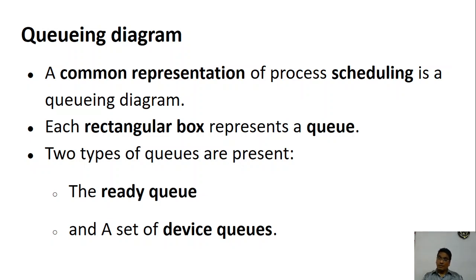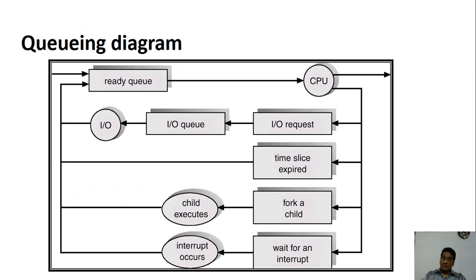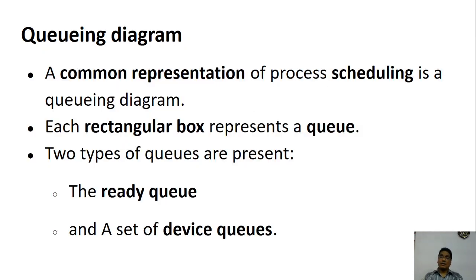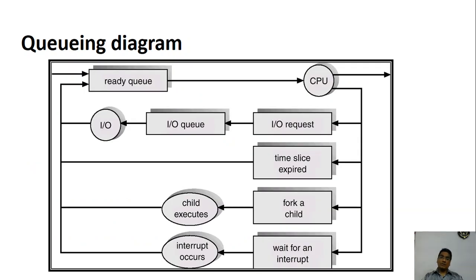Okay, so a common way of representing this queuing or scheduling is using a queuing diagram. In this queuing diagram, the queue is represented in the form of a rectangle. All these queues, maybe the ready queue or the input output queue, are represented in the form of a rectangle. You must remember that. There are two types of queues generally used: one is the ready queue and the other is the device queue, which I have already shown you. All the resources are shown in a circle. So this is one resource. CPU is one of the main resources.